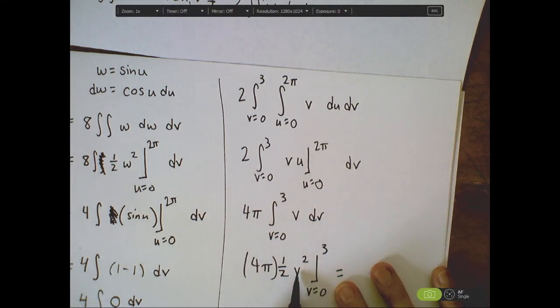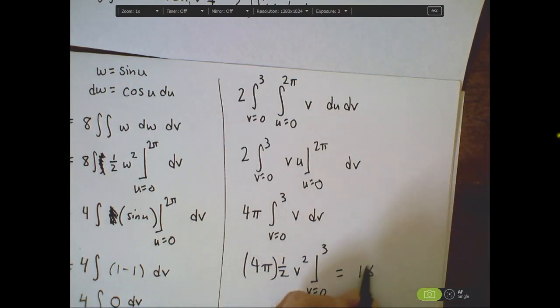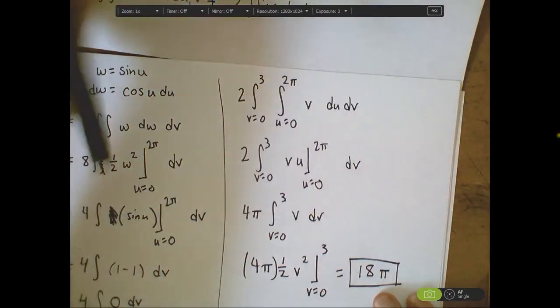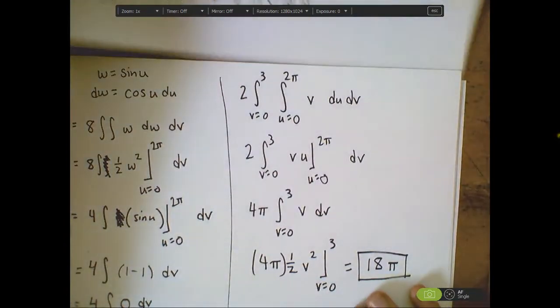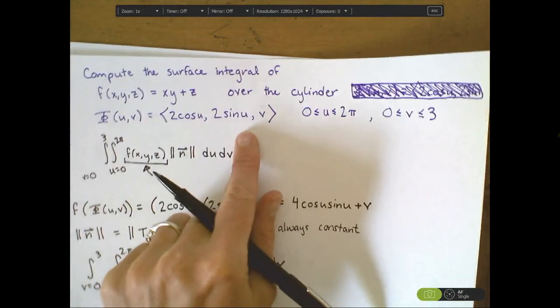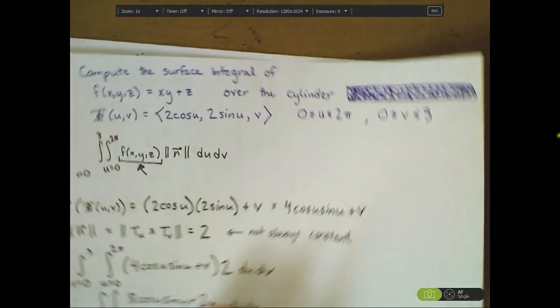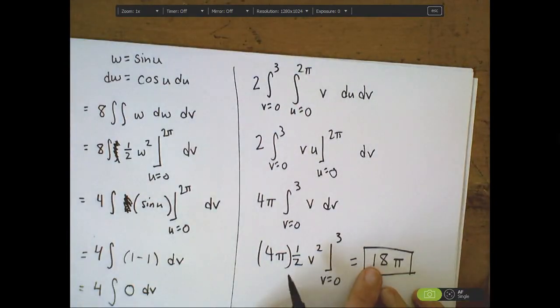Plugging in, 3 squared is 9, and 4 divided by 2 is 2. So this becomes 18 pi. And that's our final answer for the integral over this particular cylindrical surface for this parameterization, and actually it's independent of parameterization. I could have done a different one. So if I'm thinking of this as a density function, I've just found the total mass, which is a different value than the surface area that we found previously.